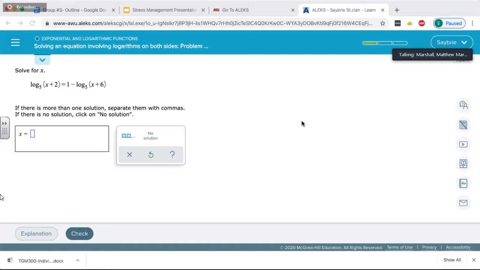Okay, we got log base 5 of x plus 2 equals 1 minus log base 5 of x plus 6. All right, I'm ready.